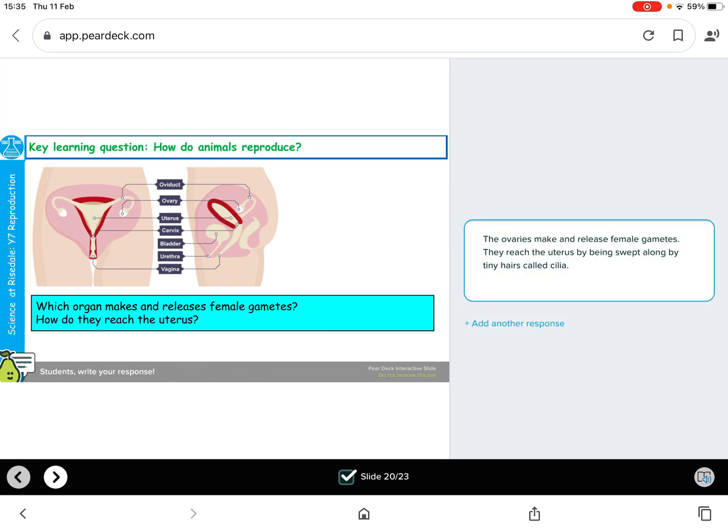Which organ makes and releases the female gametes, and how do they reach the uterus? The organ that makes and releases the female gametes are the ovaries. They reach the uterus by moving through the oviducts, and they are swept along by tiny hairs called cilia.